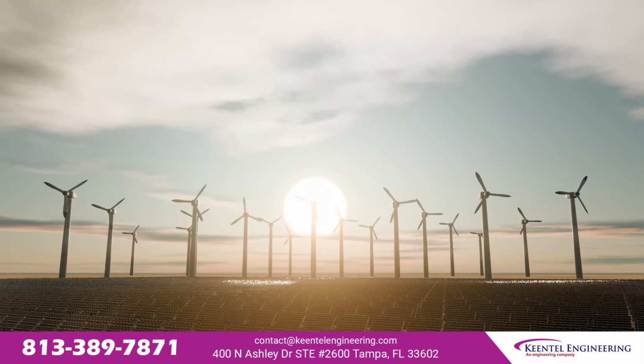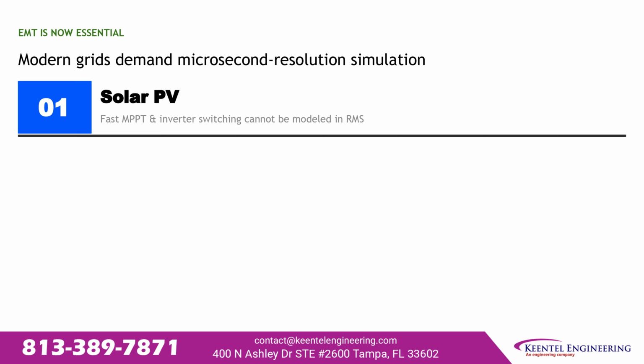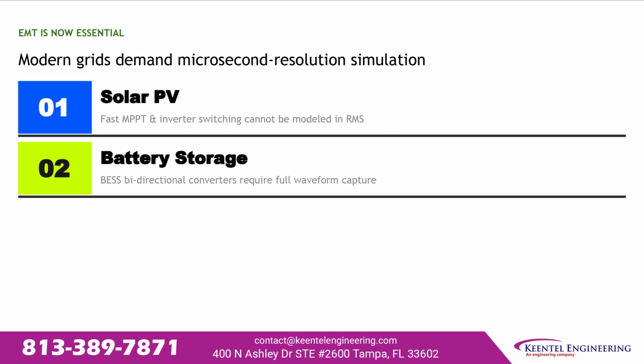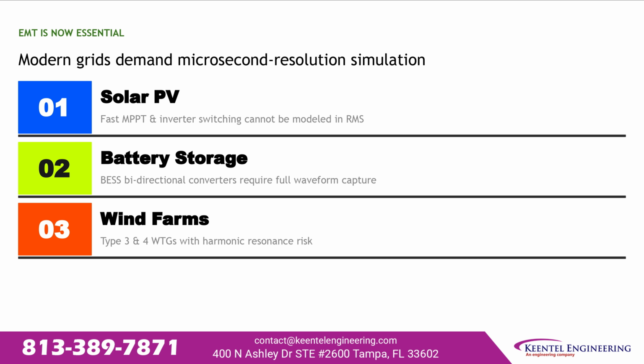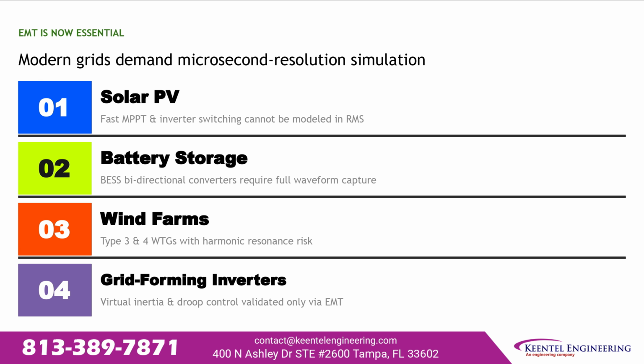Solar PV: fast MPPT and inverter switching dynamics cannot be captured in RMS. The average model misses the physics entirely. Battery storage, BESS: bidirectional converters require full waveform capture to validate control stability and protection behavior. Wind farms, Type 3 and Type 4: wind turbine generators carry harmonic resonance risk that only shows up in EMT. And grid-forming inverters: virtual inertia and droop control behavior can only be validated via EMT. The grid has crossed a threshold. Inverter-based resources are now the dominant interconnection type. EMT is the simulation standard that threshold requires.